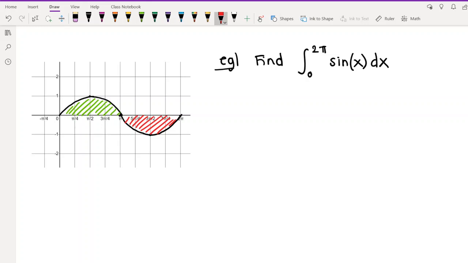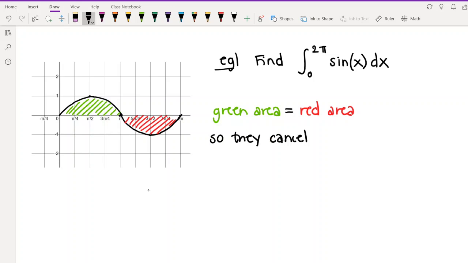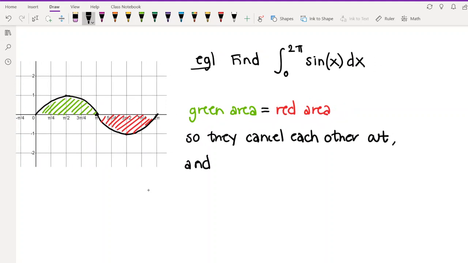The sine graph is very symmetric. So the green area is going to be the same as the red area. That means they cancel each other out, because the green one counts as positive and the red one counts as negative. And that tells us that the value of this integral, the integral from 0 to 2 pi of sine of x dx, is equal to 0.